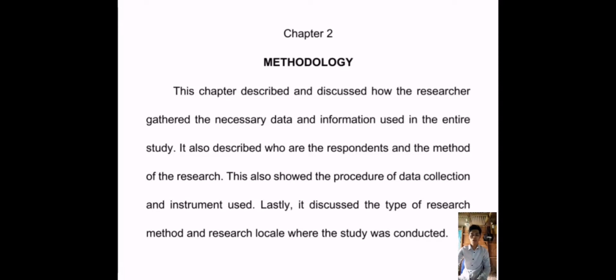Chapter 2, Methodology. This chapter describes and discusses how the researcher gathered the necessary data and information used in the entire study. It also describes who the respondents are and the method of the research. This also shows the procedure of data collection and the instrument used. Lastly, it discusses the type of research method and the research locale where the study was conducted.